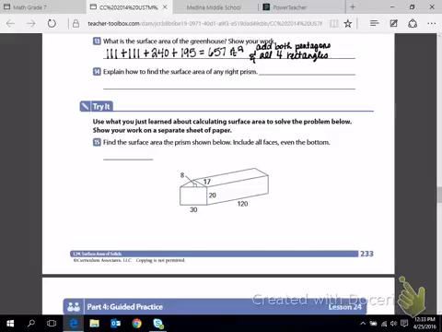So in number 14, when it says explain how to find the surface area of any right prism, that's talking about regardless of the shape of its base. You find the area of each of the faces and add them together.